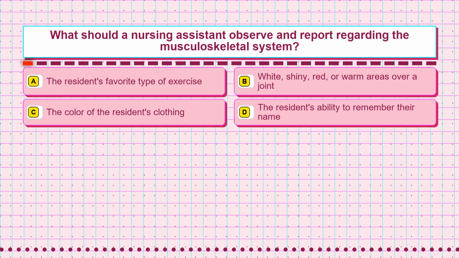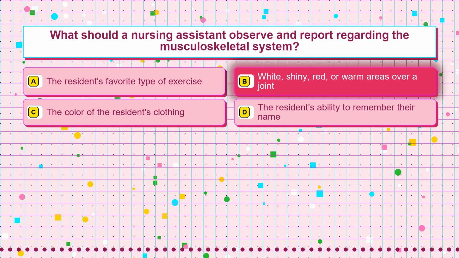Question 4. What should a nursing assistant observe and report regarding the musculoskeletal system? Option A. The resident's favorite type of exercise. Option B. White, shiny, red, or warm areas over a joint. Option C. The color of the resident's clothing. Option D. The resident's ability to remember their name.